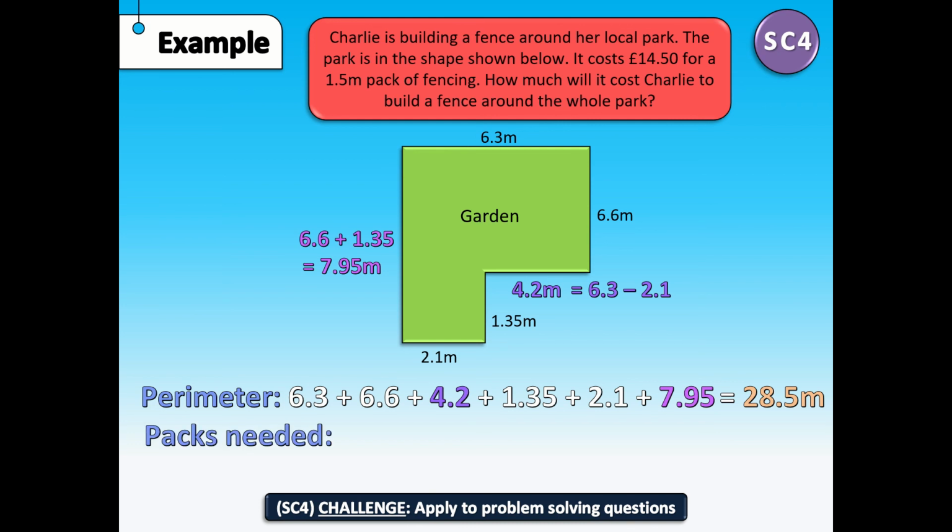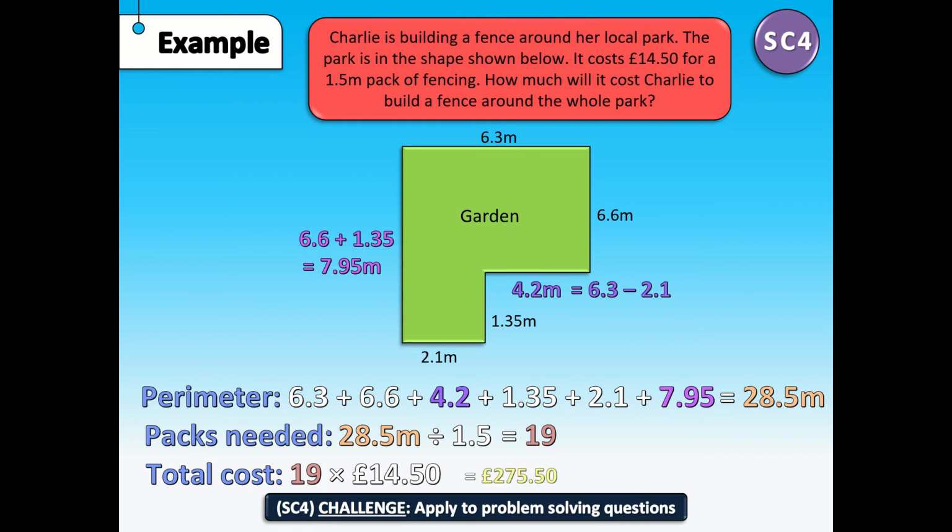So to work out how many packs she needs, we divide that by 1.5. So she needs 19 packs of fencing, and each pack costs £14.50. So the total cost is going to be £275.50.